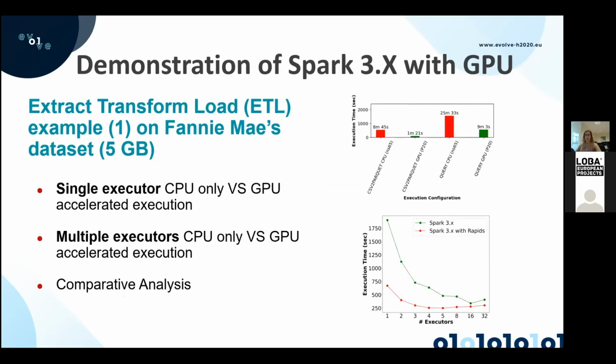The one use case demonstrates the use of Spark version 3 with Rapids. It focuses on an ETL application that performs analytics on a dataset derived from Fannie Mae's single-family loan performance data. In order to highlight the benefits of GPU acceleration, we first execute the application using a single executor in Spark on CPU only, and then on a configuration that involves both CPU and GPU. Next, we examine the scaling of the performance when utilizing multiple executors and provide the respective comparative analysis.